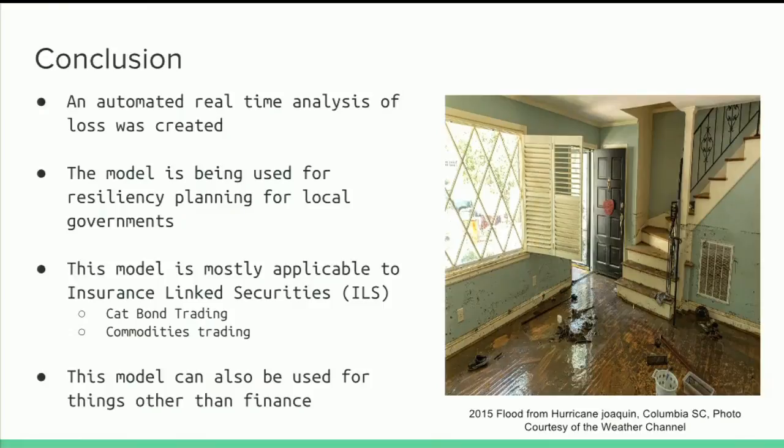So in conclusion, an automated real-time analysis of loss was created. It's currently being used for resiliency planning. It's most likely applicable to cat bonds and commodities trading in real time. And it can also be used for other things in finance like reinsurance.